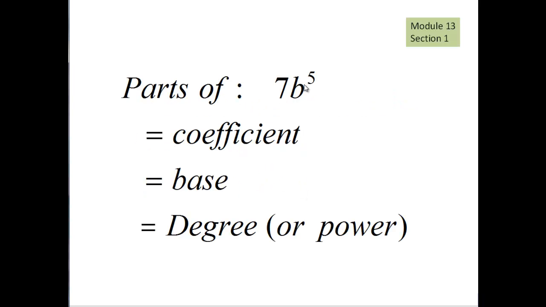Okay, the parts of 7b to the 5th: the coefficient is the number in front, which would be the number 7. If there was a minus, it would be minus 7. In this case, it's positive, so it's just 7. The base is, in this case, b, because it has an exponent on it. Whatever has an exponent is called a base. And then the degree or the power or the exponent, those are all different terms for the same thing, 5.